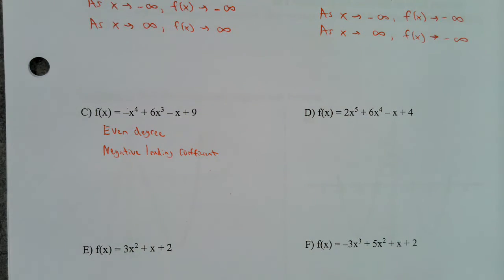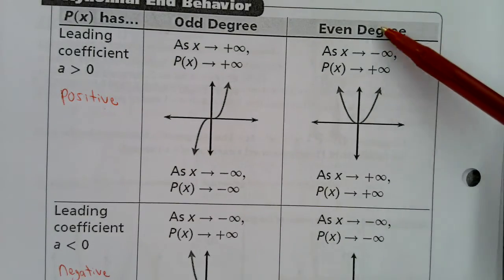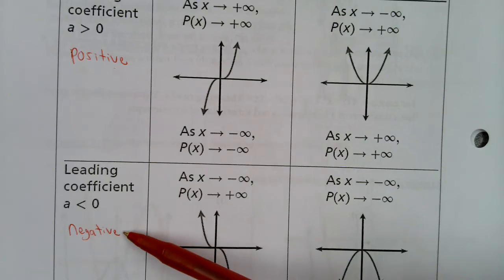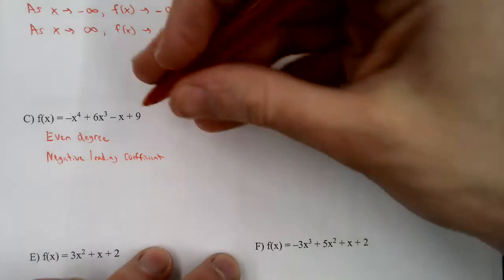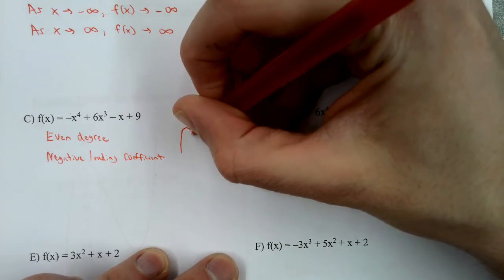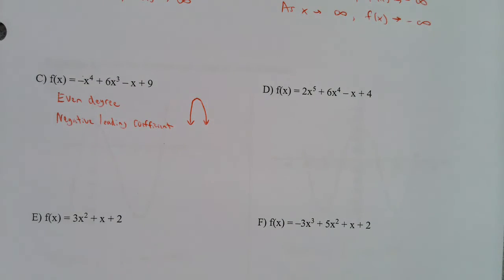So think back to the previous page. And which of these 4 scenarios do we have? Even degree, negative leading coefficient is going to be this one down there. So if you have this shape memorized, I would just draw a quick sketch of that. That's what the end behavior is going to look like. And it's going down in each direction.